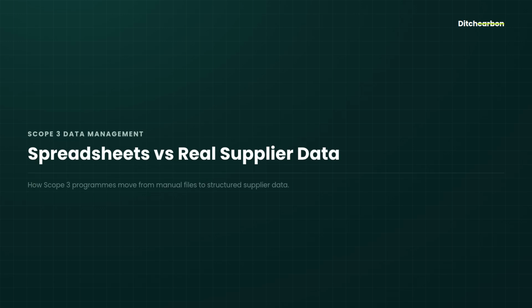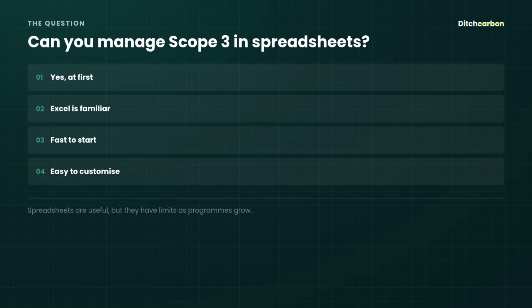Let's start with a question. Can you manage Scope 3 emissions using spreadsheets? The answer is yes. Almost every organization starts there. Excel is familiar, it's flexible, and it's a perfectly reasonable way to build your first Scope 3 inventory.